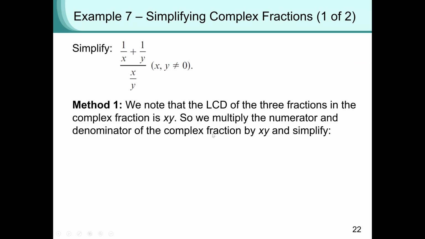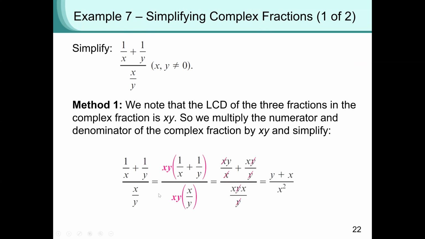So to simplify this, we can find the LCM of x and y. The goal is to combine 1 by x plus 1 by y. So this is what we did here. We use xy for both numerator and denominator. Then we cancel it out, because x will cancel, y will cancel. So finally, instead of 1 over x plus 1 over y, it will give us y plus x.